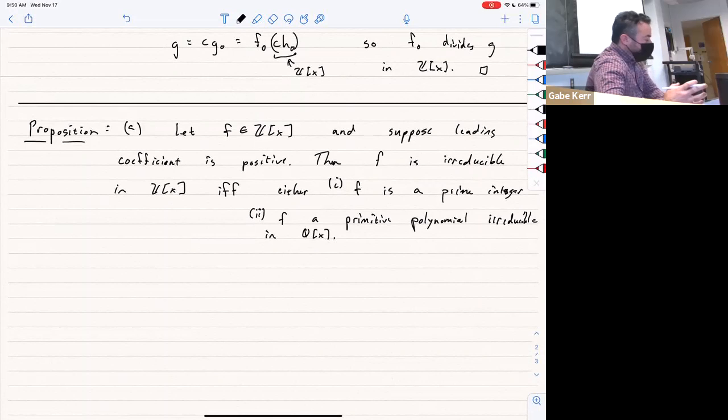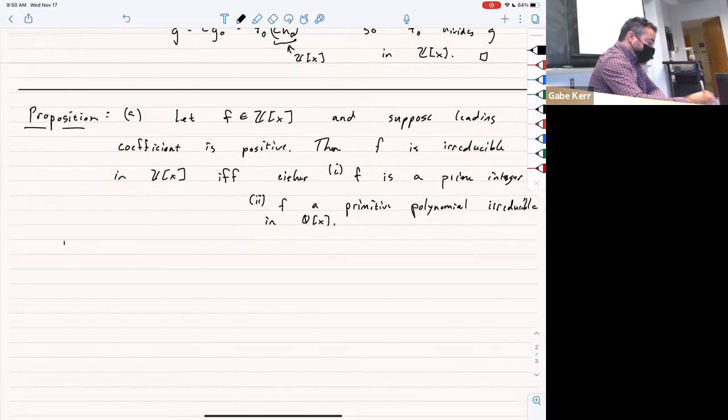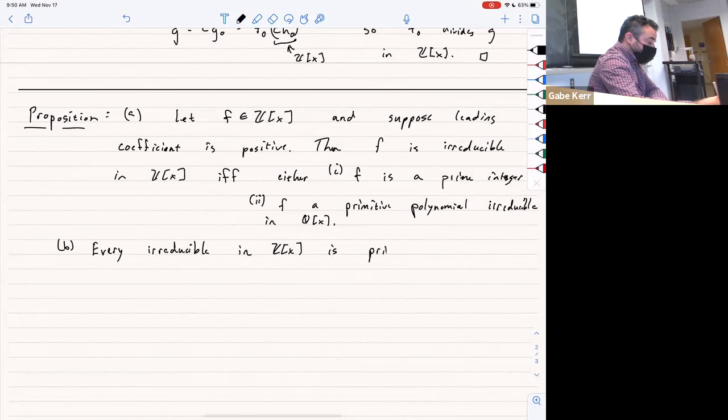Okay. So this is a very wordy thing, I would say. The upshot of it is B, which is just to say what we had for PIDs before is still true. Every irreducible polynomial with integer coefficients is prime. That's the key. So A is really just kind of a wordy way of getting to that.